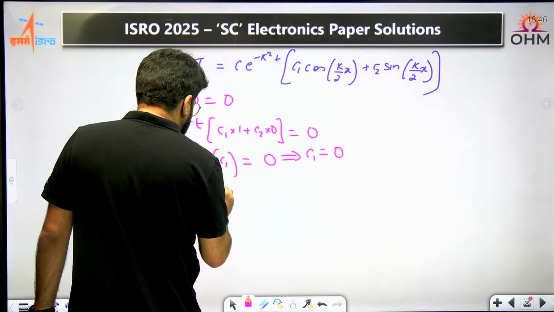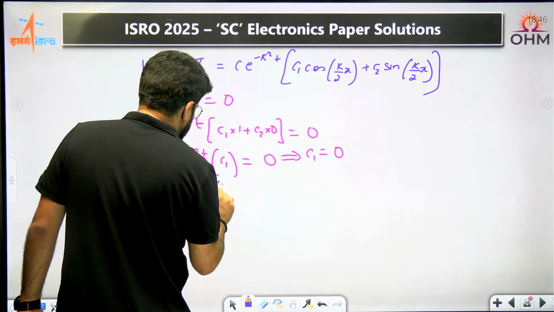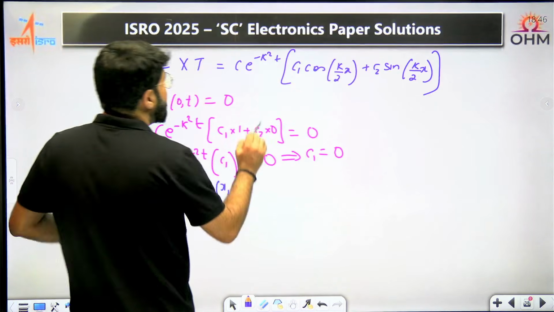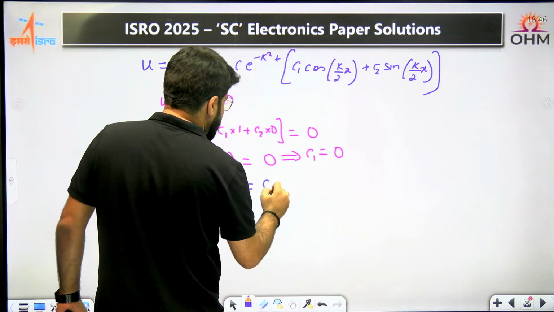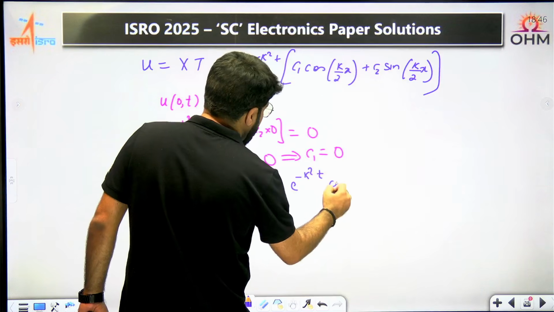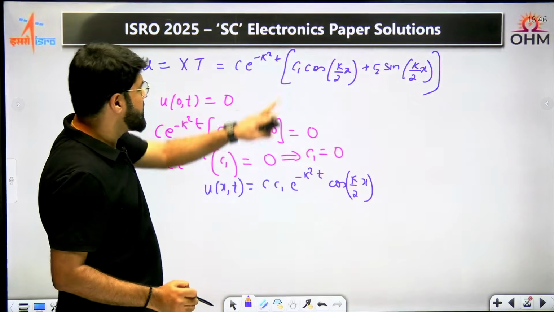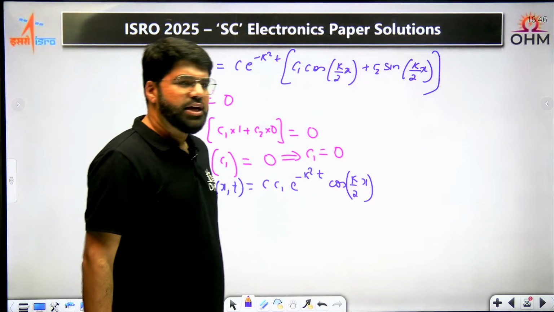Now, if c1 is 0, then you can write down till here. What is u of x comma t will only be, c2 gone, c into c1 e power minus k square t cos of k by 2x, something like that. C into c1 e power minus k square t cos k by 2x.